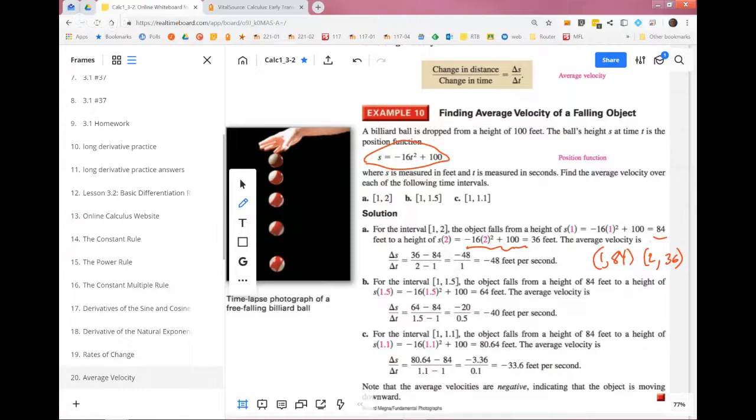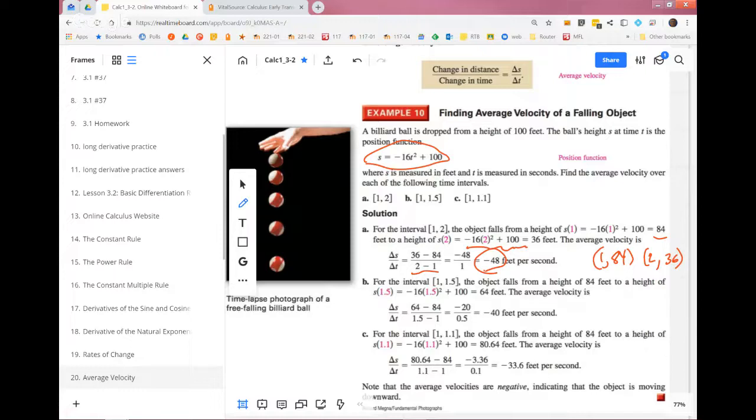What's the slope? Y2 minus Y1 over X2 minus X1. See, they did it right here. And what's the answer? So over that first second, from second 1 to second 2, that's the rate. That's the average rate of change.